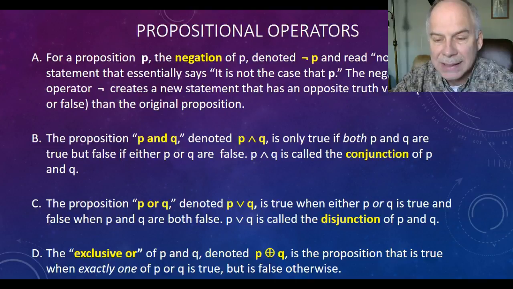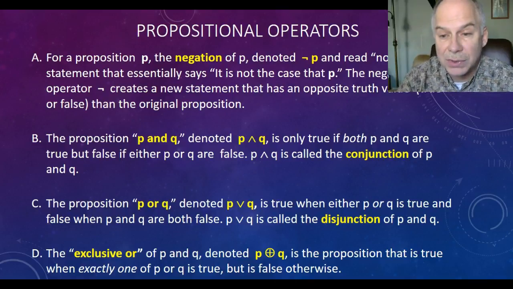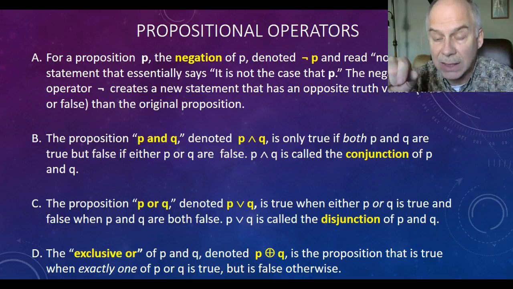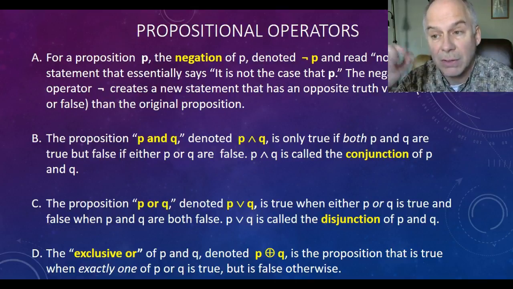So it's got to be the case that both statements are true for the whole compound conjunction statement to be true. So as it says in point B on the PowerPoint, P and Q, which is denoted by an upside down V, is only true if both P and Q are true, but it's false if either one of those is false.